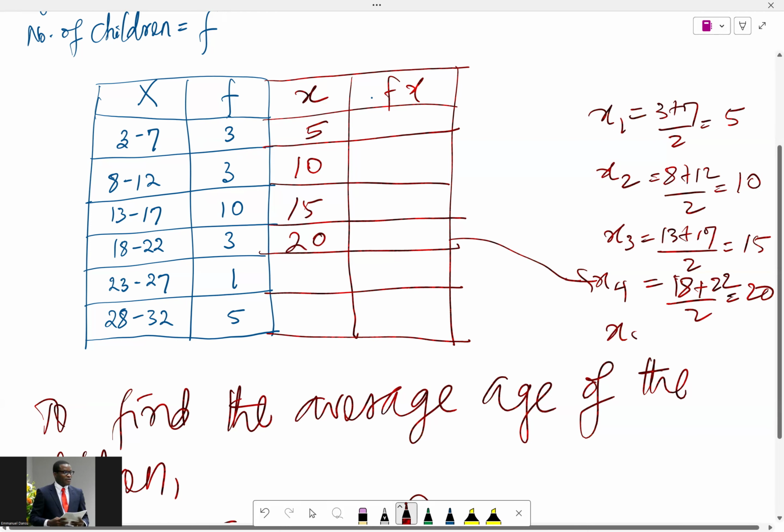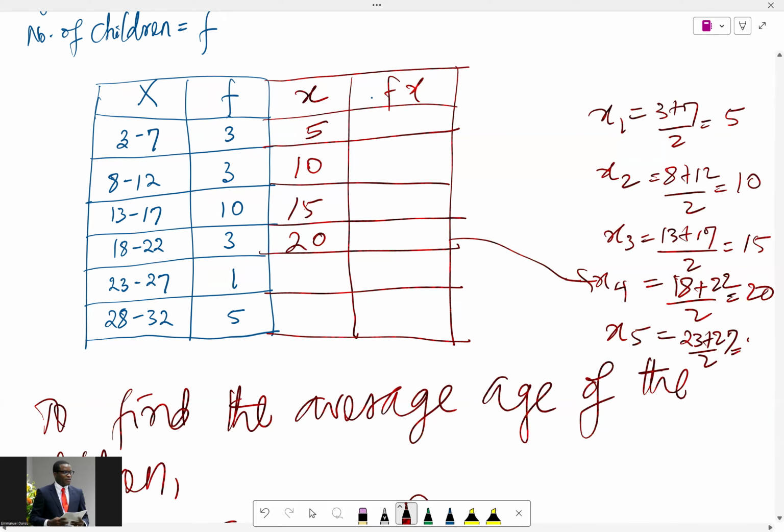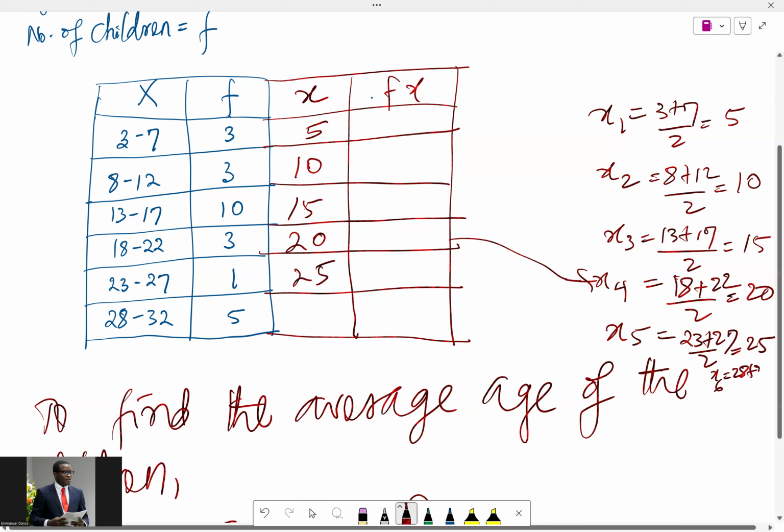And then we need the fifth class mark, which is 23 plus 27 divided by 2. That is 50 divided by 2, which is 25. Then the sixth class mark, x6, is 28 plus 32 divided by 2. That's 60 divided by 2, which is 30.